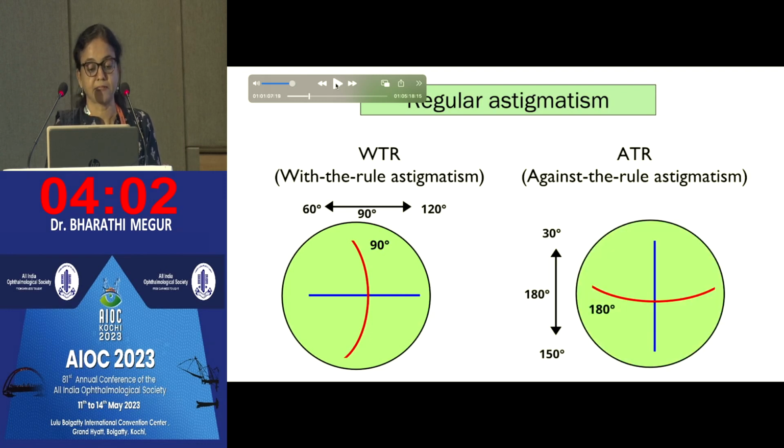In with the rule astigmatism, the steep axis is at 90 degrees. In against the rule astigmatism, the steep axis is at 180 degrees. Whenever we counsel patients for toric IOL implantation, there is a flexibility of plus or minus 30 degrees from the steep axis. As you can see, 60 to 120 degrees and 30 to 150 degrees. So with plus or minus 30 degrees, we can still counsel the patient for a toric IOL implantation.